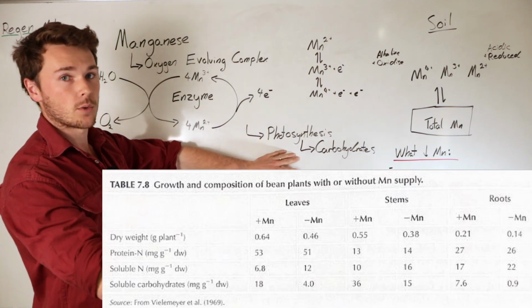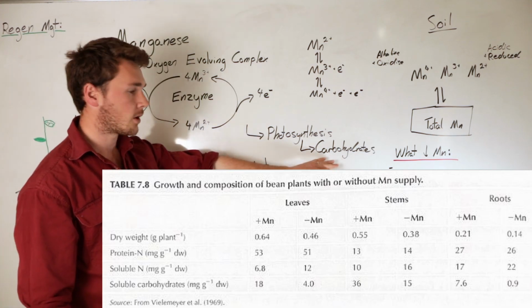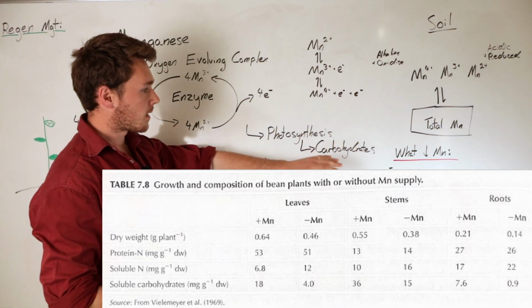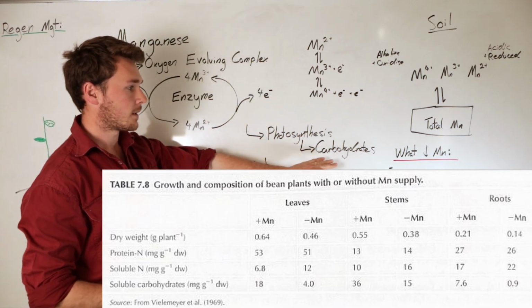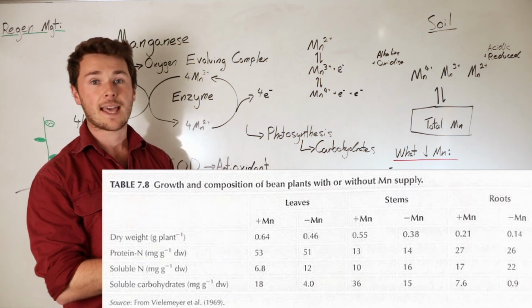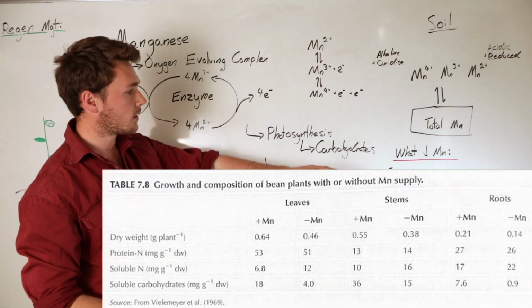That flows on to the protein synthesis pathway. We need carbohydrates in order to convert the ammonium into amino acids. And so it's super important that we have these carbohydrates to do that. And you can see that as well in that table, where the soluble N is really reduced when you have sufficient amounts of manganese because you've got those carbohydrates.